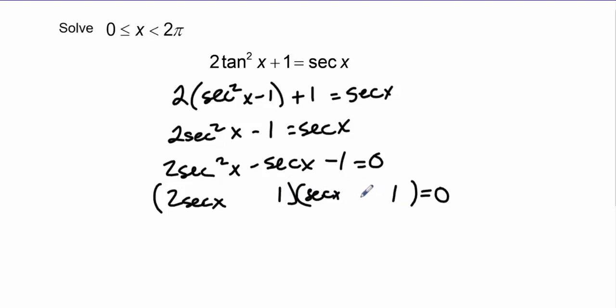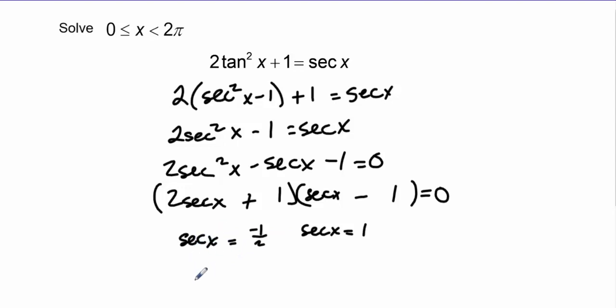We'll have a negative on this guy right here and a positive on this guy. So I get the secant of x is equal to negative 1/2, and the secant of x is equal to 1. Now I'm not very good with secants at all, so what I'm going to do is change my secants to cosine by taking the reciprocal of both sides.